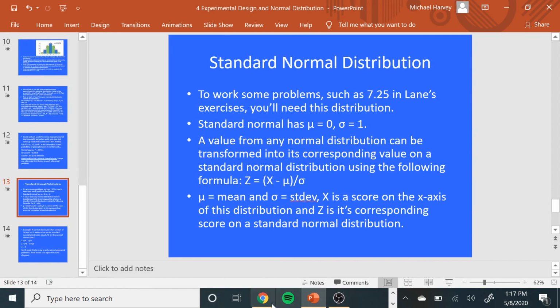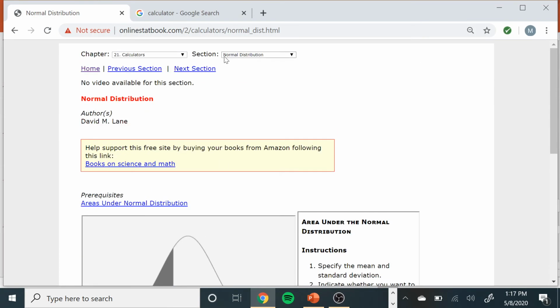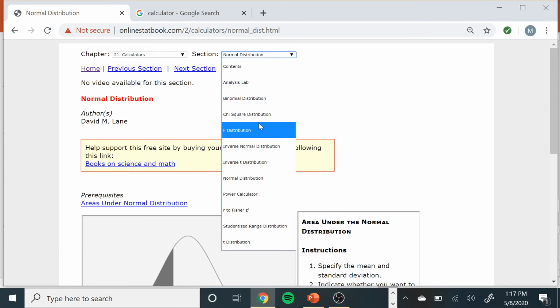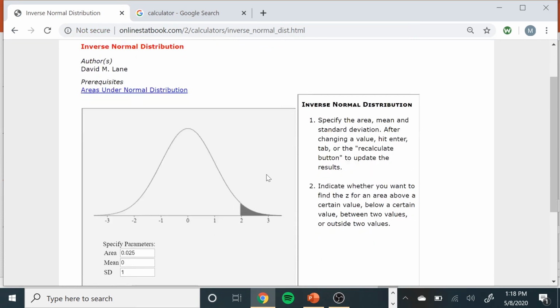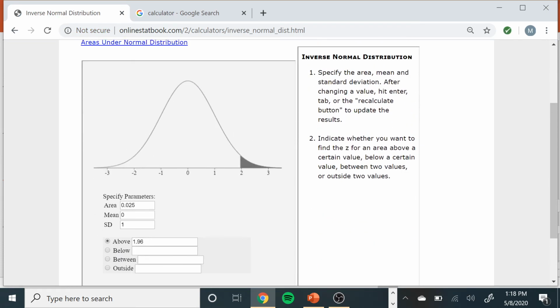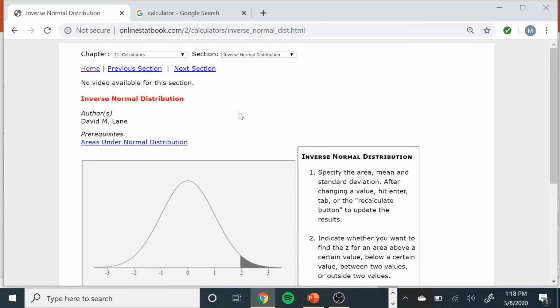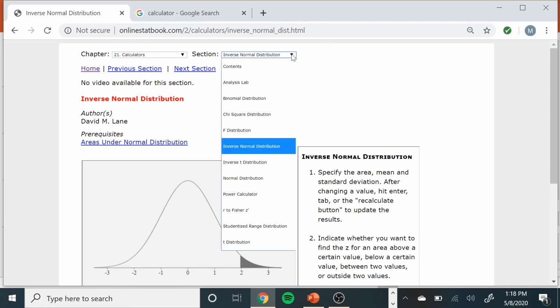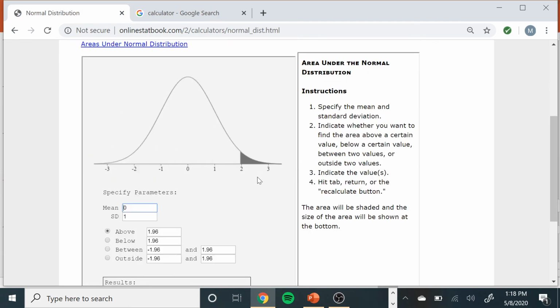One final topic, and then we'll close this video out. The standard normal distribution. When you open these calculators, like with the inverse normal calculator, do you see how this has a mean of 0 and a standard deviation of 1? That is the standard normal distribution. And that's also the default with the normal distribution.